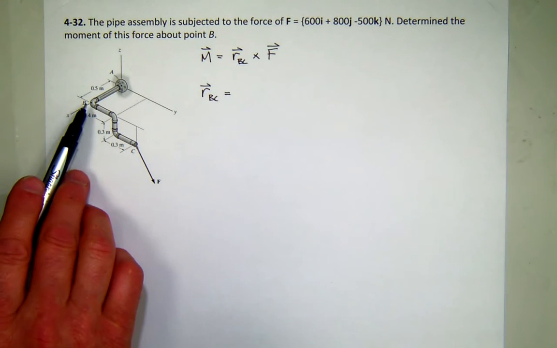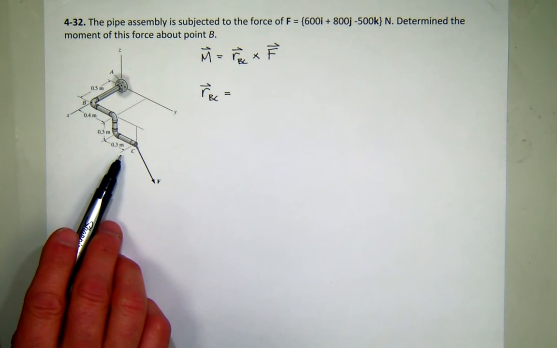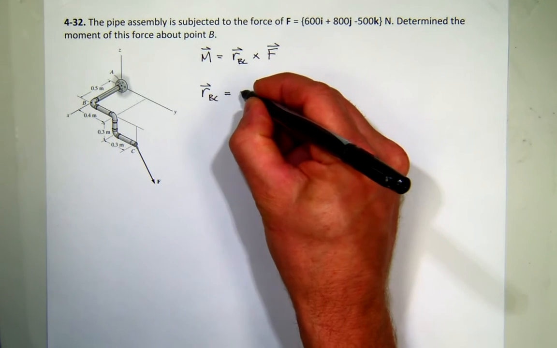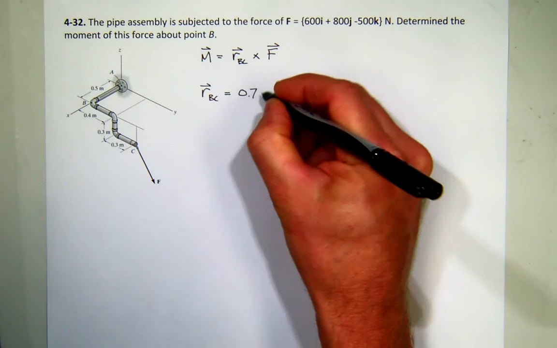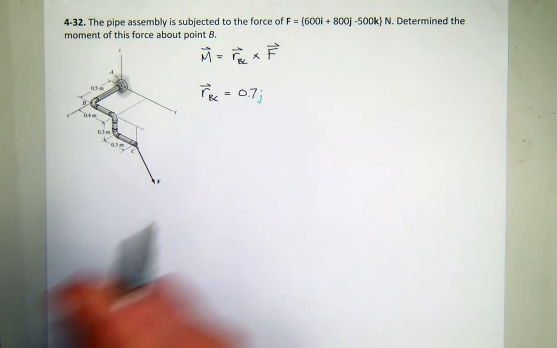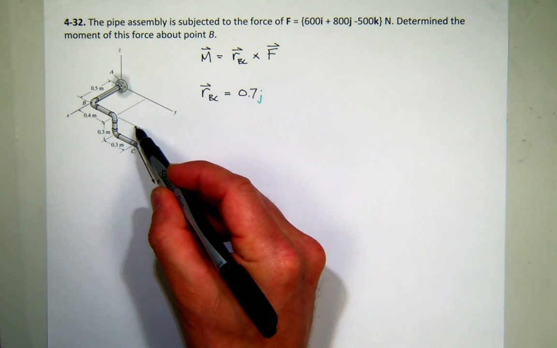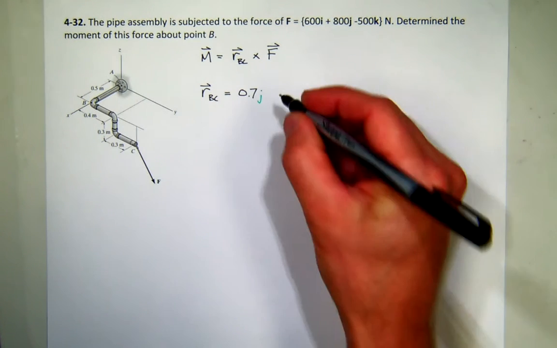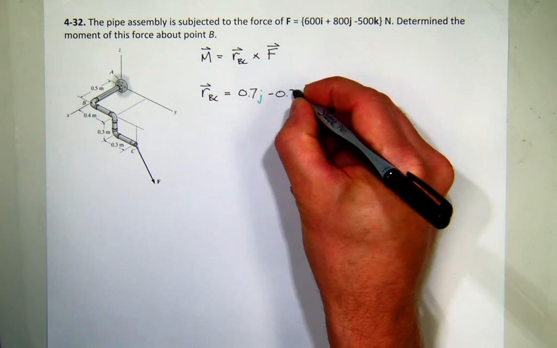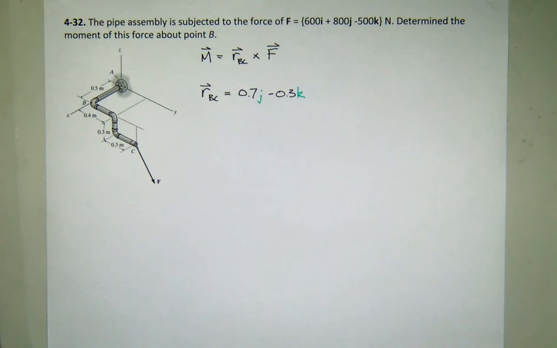In the Y direction from B to C, we're going to go out this direction, which would be 0.4 meters and another 0.3. It looks like I'm going to have 0.7, and that's going to be in the J direction. And then in the Z, starting here at B, I'm going to drop down 0.3, so it'll be minus 0.3, and that's going to be K. Is that alright?